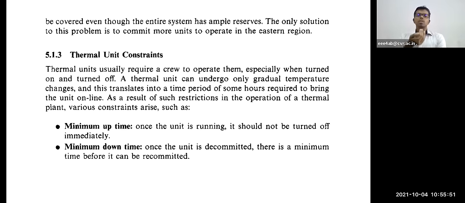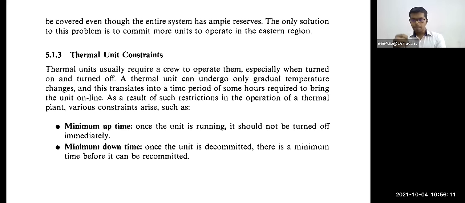It will take around 2 or 3 hours to turn off that boiler completely. So the unit you can't immediately stop. What they are telling is, once the unit is running, it should not be turned off immediately. So you should give some time to stop that particular generating unit. So what is the minimum downtime constraint?